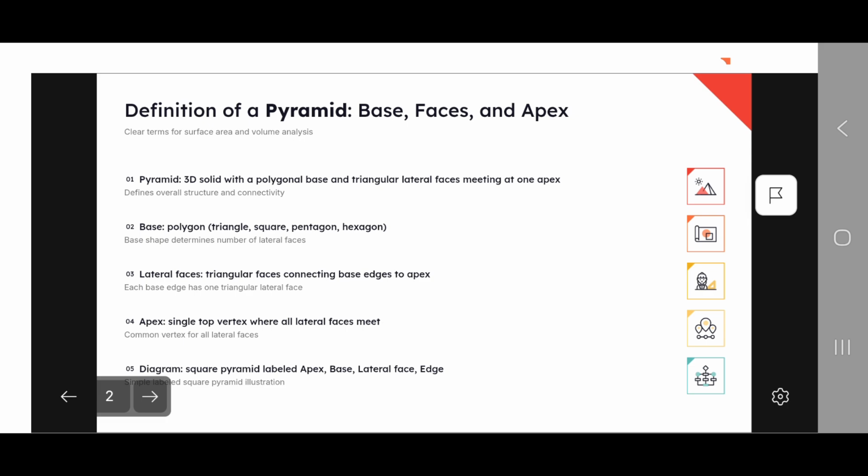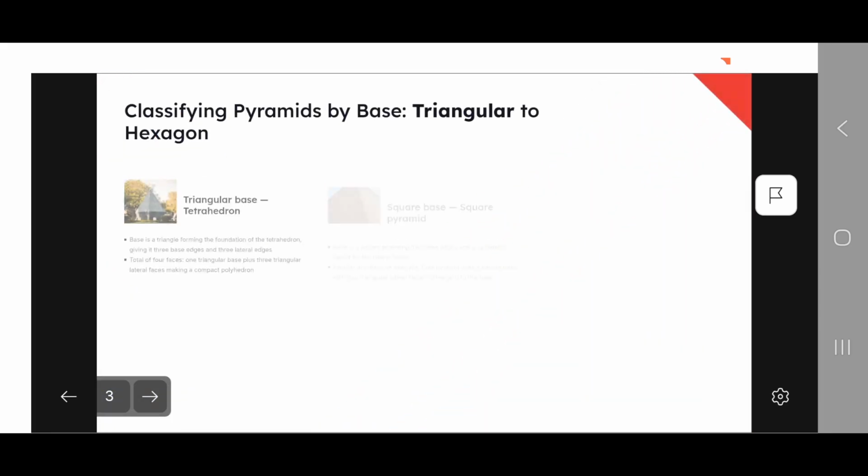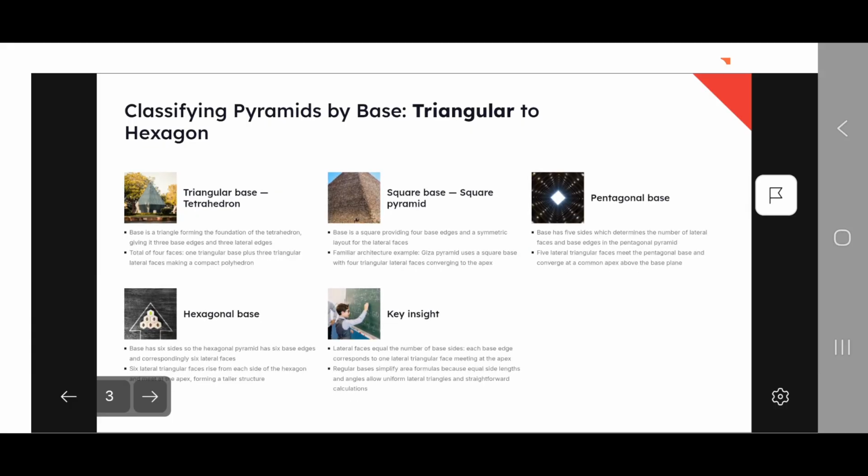A diagram: a square pyramid labeled apex, base, lateral face, edge. For some strange reason, it's basically just a table, and it's just an illustration too. Triangular to hexagon.